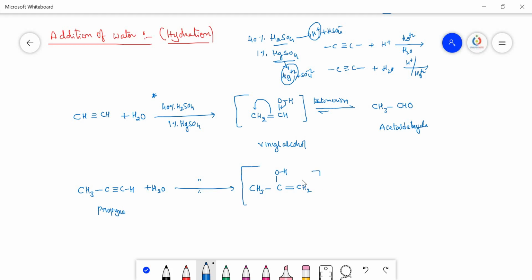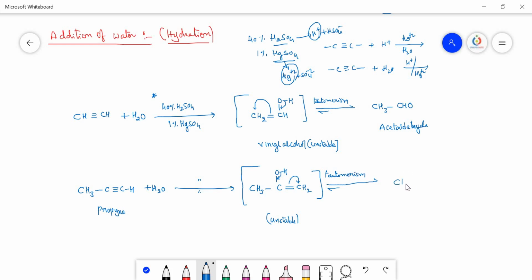Again this molecule is unstable. I forgot to write down unstable here. This is unstable. The reason is the OH part is connected to the double bonded carbon. So immediately it undergoes tautomerism. Tautomerism is a type of isomerism which had been discussed in our reaction mechanism.